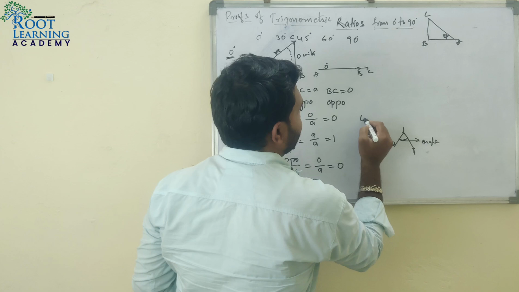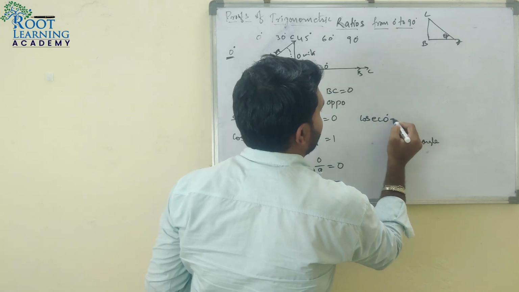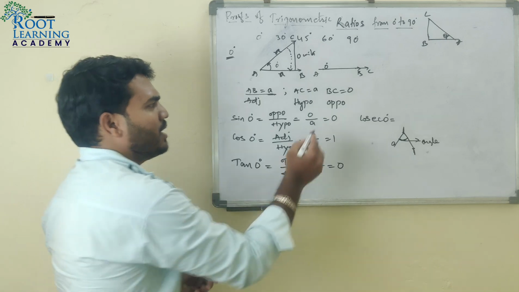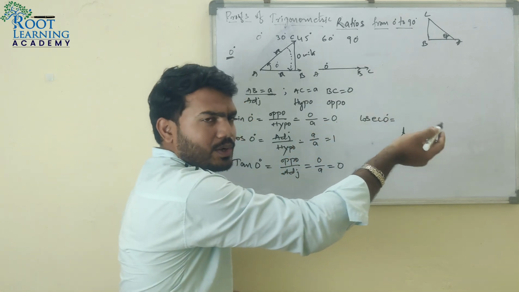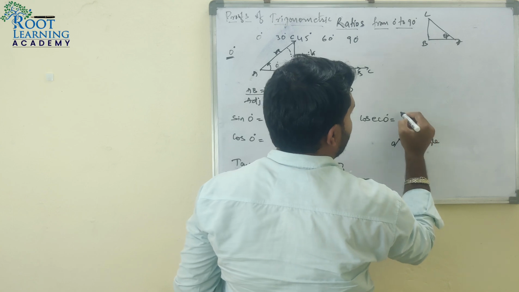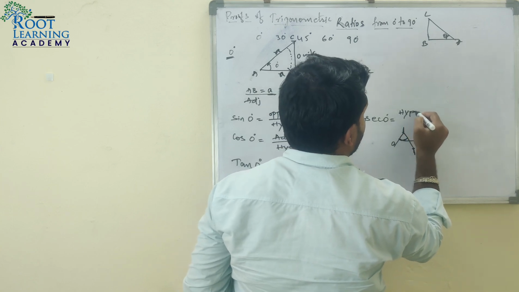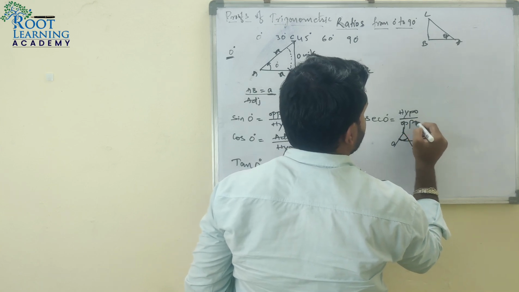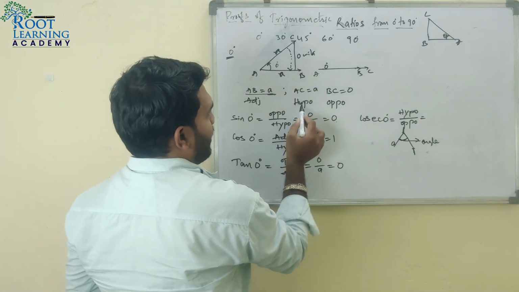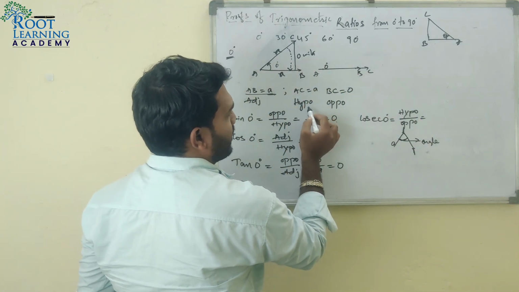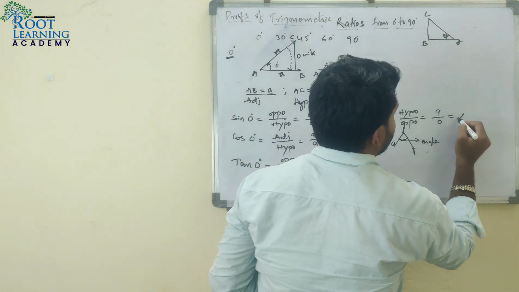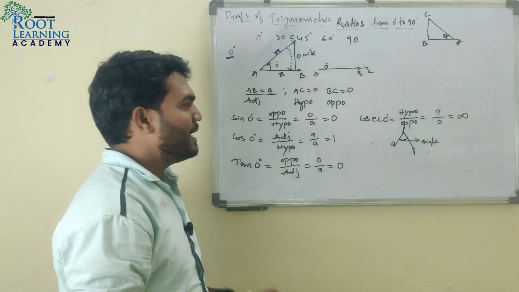Now cosec theta or cosec 0 degrees. Obviously we know that cosec is equal to 1 by sine, the reciprocal of sine. It is 0. So here we will get 1 by 0, that is infinite. But from the figure, cosec theta is equal to hypotenuse by opposite. So hypotenuse is what here? Hypotenuse is equal to A and opposite is equal to 0. So A by 0, that is equal to undefined.